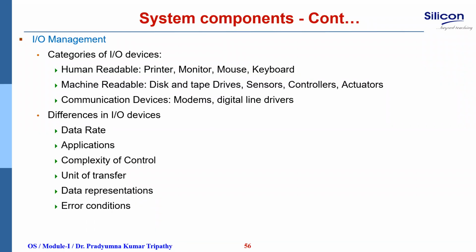All these devices have different characteristics and operation. The operation of a printer is different from a monitor. The operation of a keyboard is different from a mouse. The operation of disk drives is different from sensors. So how are these operated, and how will this be managed? The differences in I/O devices can be what? The data rate. The devices have different data rates of transfer.